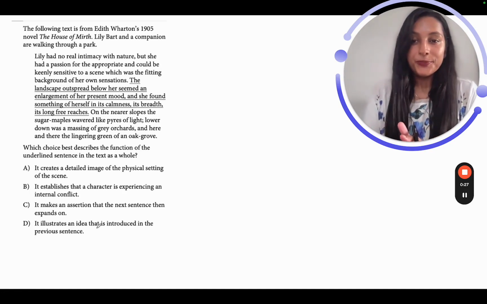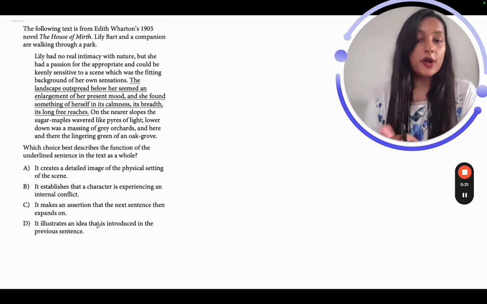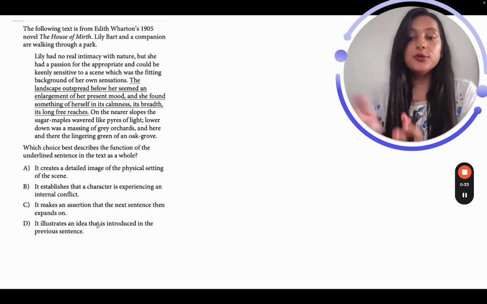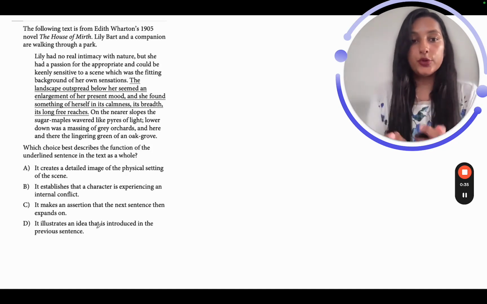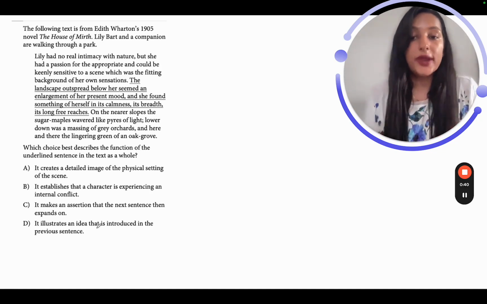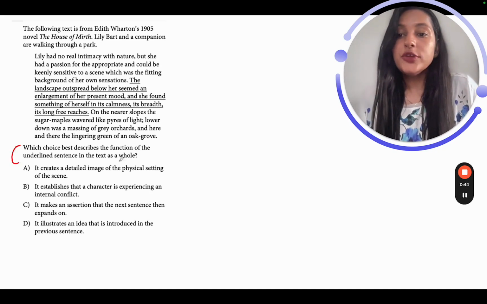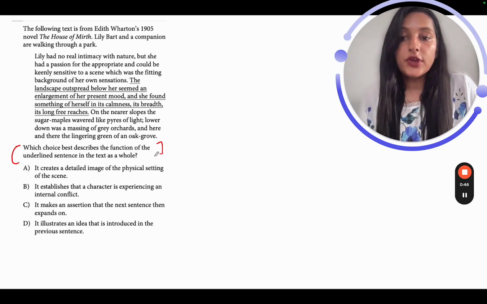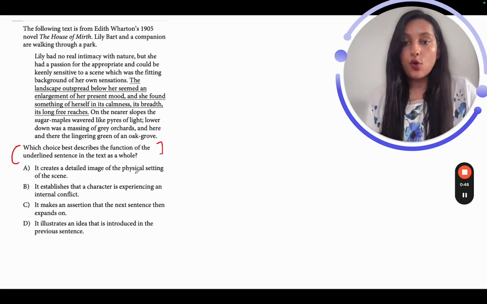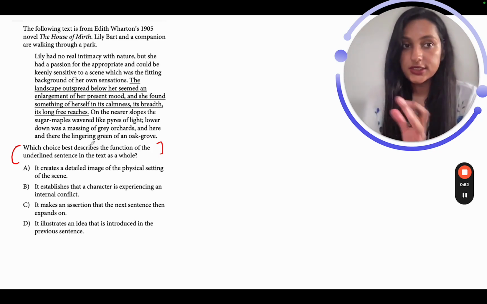Hello everyone. Now we are going to see another text purpose kind of question that I discussed in the previous video. That was one type of text purpose question that you're going to be asked, and this is the other type that you might come across in the test. Now let's look at the question stem again. Which choice best describes the function of the underlined sentence in the text as a whole? Now this is going to be more about a particular sentence in the text, right?